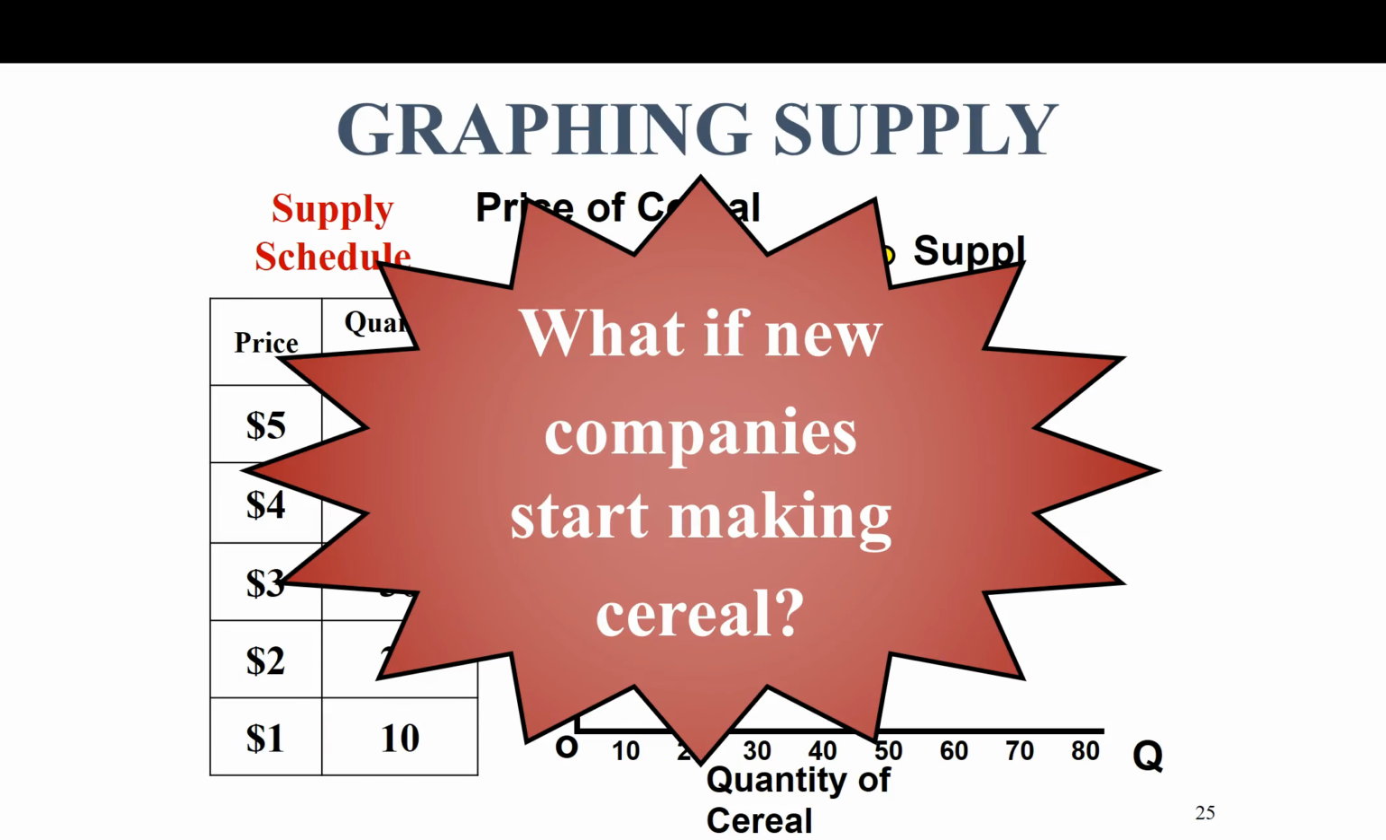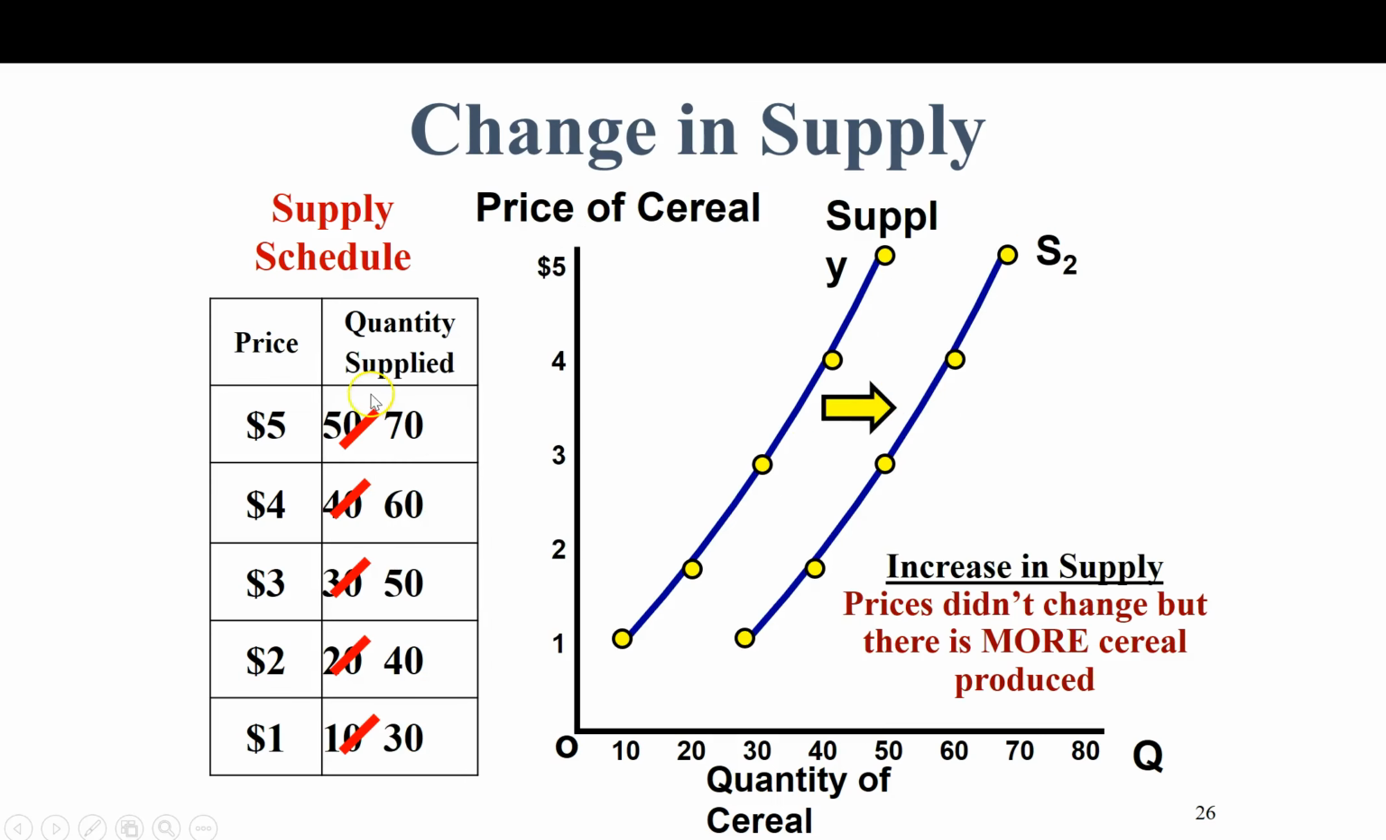Now we can also look at the underlying market conditions that might change when it comes to supply. So let's say that in the market for cereal, new companies start to make cereal. If those new companies start making cereal, that has nothing to do with the current price of cereal. It's an underlying market condition change. Therefore, we would see that at every price in the market for cereal, more would be supplied. So price would not change, but the quantity supplied at each price would change.